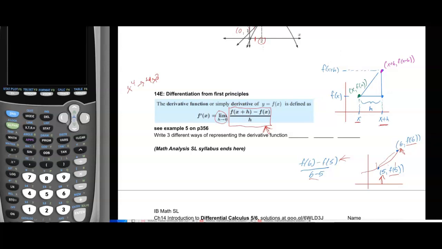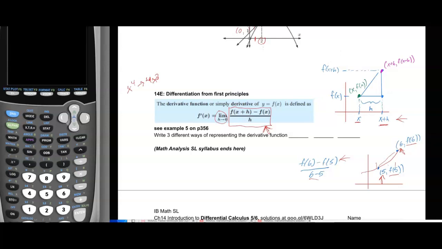So my two x values that I'm going to use are 5 and 6, and here I'm writing them as 5 and 5 plus 1. So in this case, what's h? It's 1, right? Because the distance between 5 and 6 is 1. Instead of putting 5 and 6 and 1, I just put x plus h, and h. Why am I doing that?